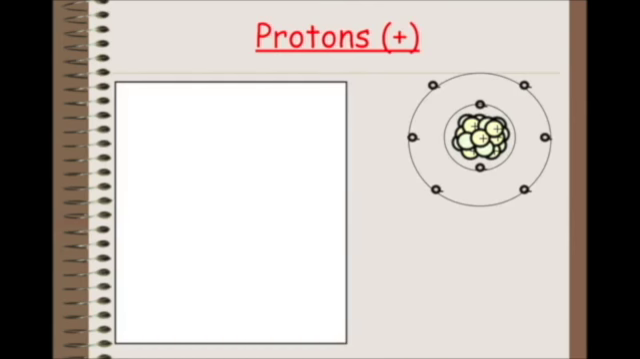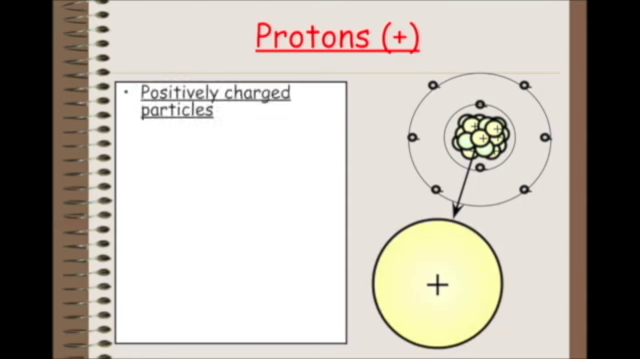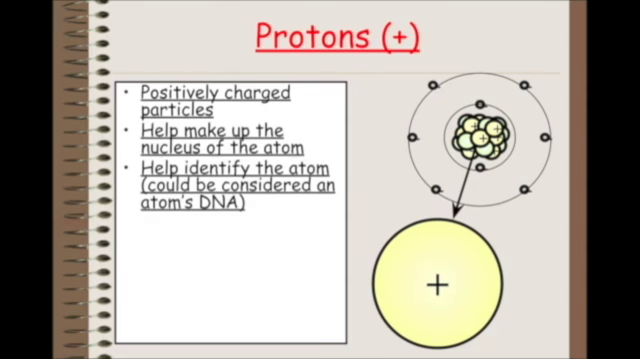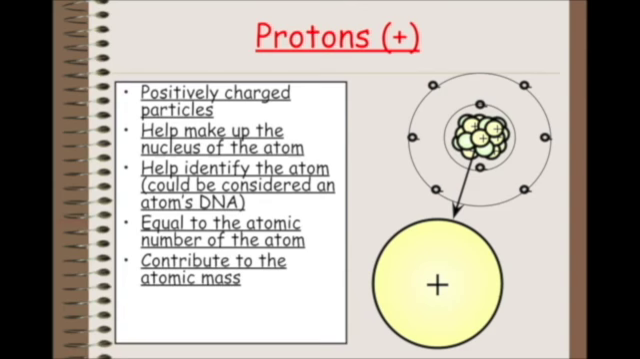Okay, so first, protons. They are in the nucleus. They are positively charged particles. They help make up the nucleus of the atom. They help identify the atom, could be considered an atom's DNA. They are equal to the atomic number of the atom, and they contribute to the atomic mass. They are also equal to the number of electrons.